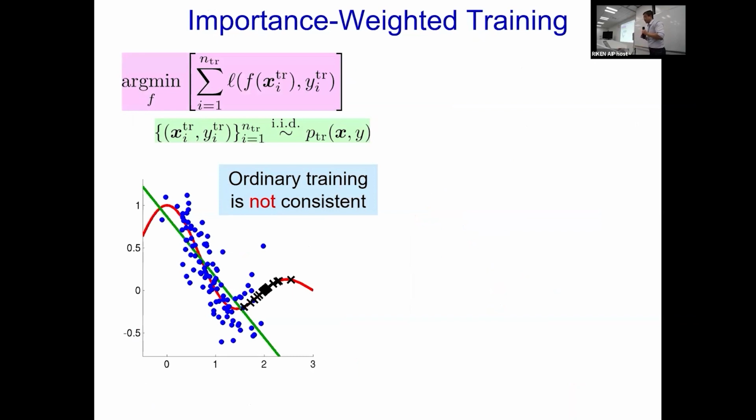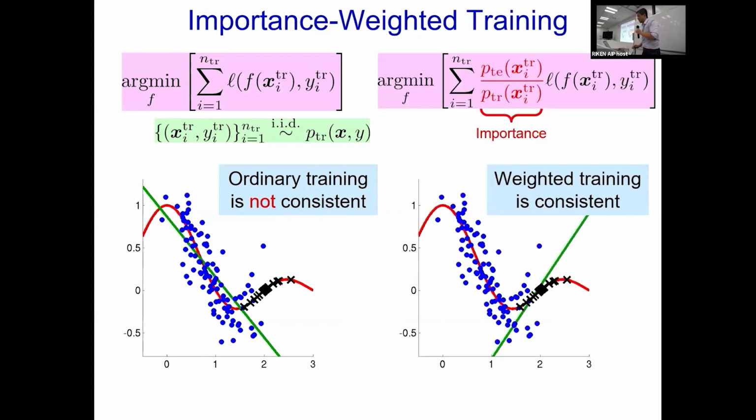Okay, then suppose we just naively perform linear least squares on these blue points. Then we end up having this kind of green line. So we fit the blue points quite well, but it doesn't predict these black crosses well. And statistically, we can easily show that ordinary least squares, ordinary training, is not statistically consistent. So it doesn't work well, even if we have infinitely many training points.